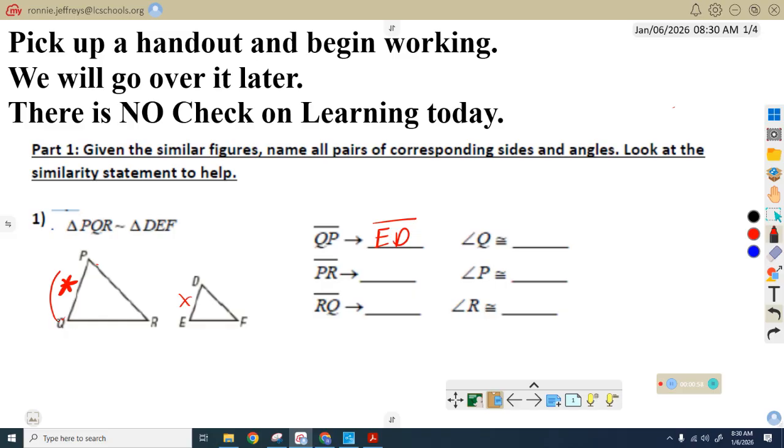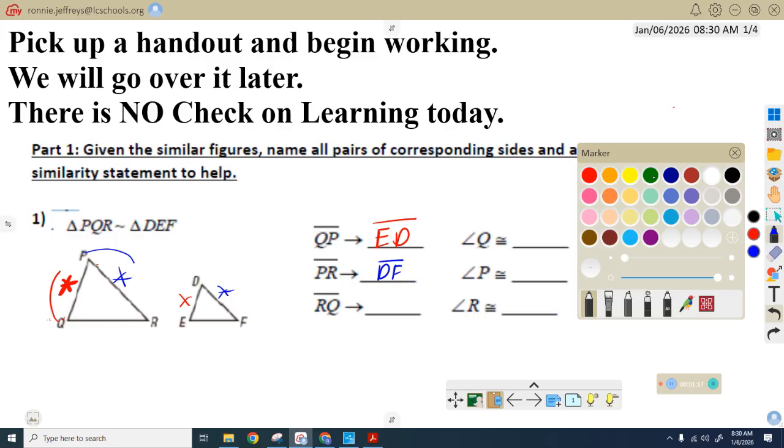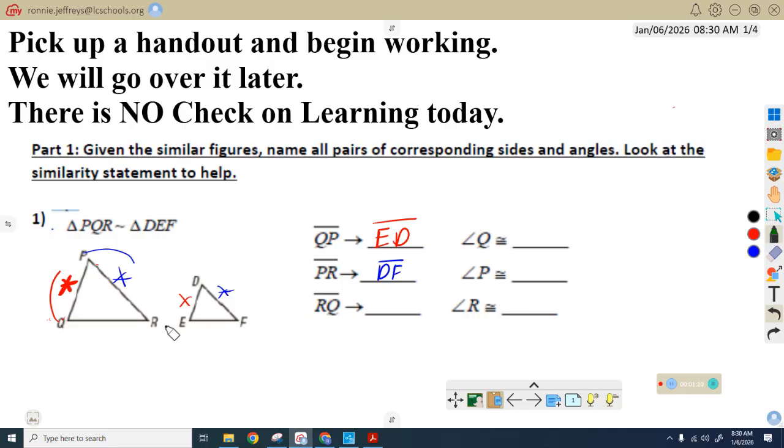Okay, this is not a two-way street. This is a one-way street. You got to follow traffic. So this way. Now PR. So P to R, this would be DF. And then RQ going this way still, that's FE.